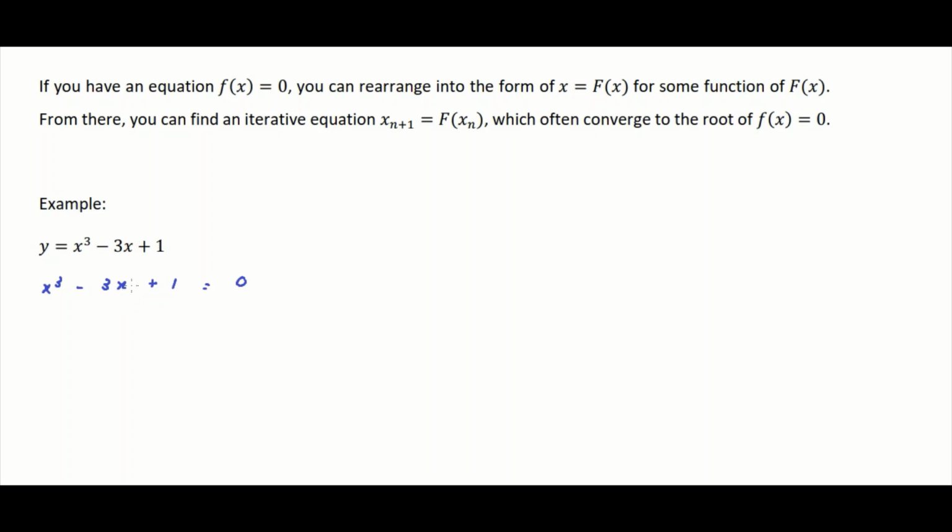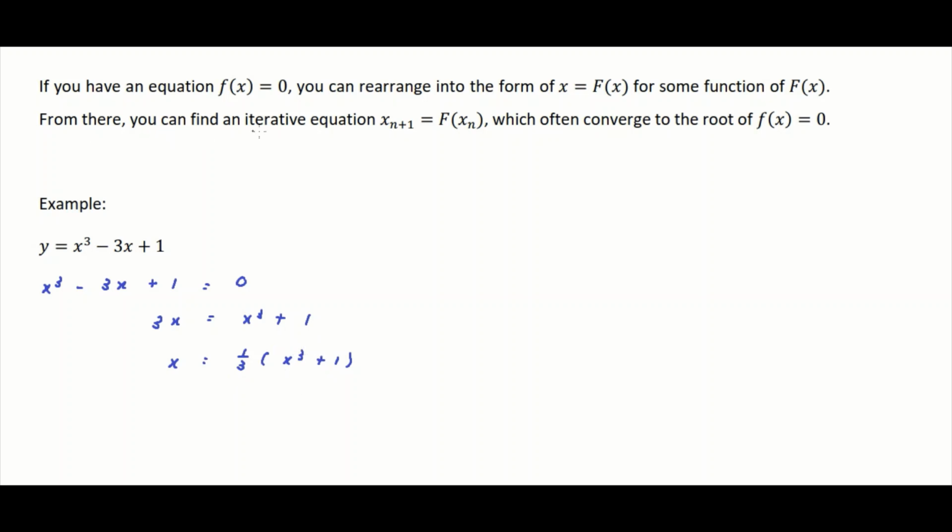So maybe let's try to look at this part where you have 3x, so we don't need to have any cube root inside the equation. So I have 3x equals x cubed plus 1. Then after that I will have x equals 1 over 3 times (x cubed plus 1). So you can see now it's arranged in the form of x equals f of x. Okay, so now we can continue.